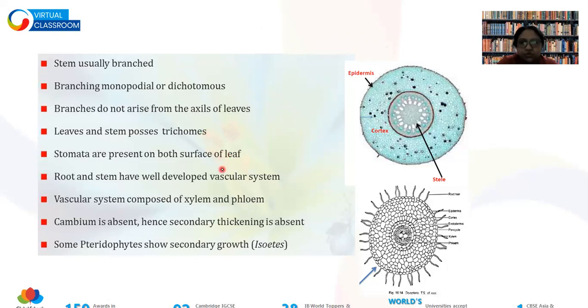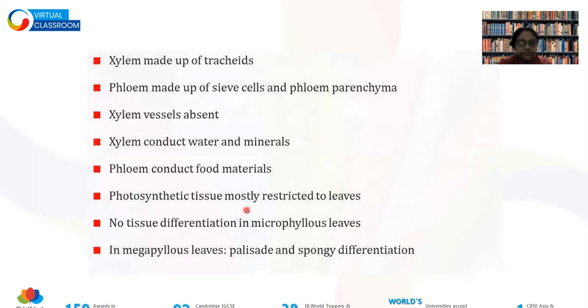Stomata can be present on both surfaces of the leaf, and they have a vascular system composed of xylem and phloem. But it is incomplete xylem and phloem, as I mentioned earlier. The cambium is absent. Cambium is a tissue which is responsible for thickening of the stem, and this is called secondary growth. Due to the absence of cambium, secondary growth is absent in them. We will talk in detail about secondary growth in chapter number 6, that is plant tissue. So this is about xylem and phloem.